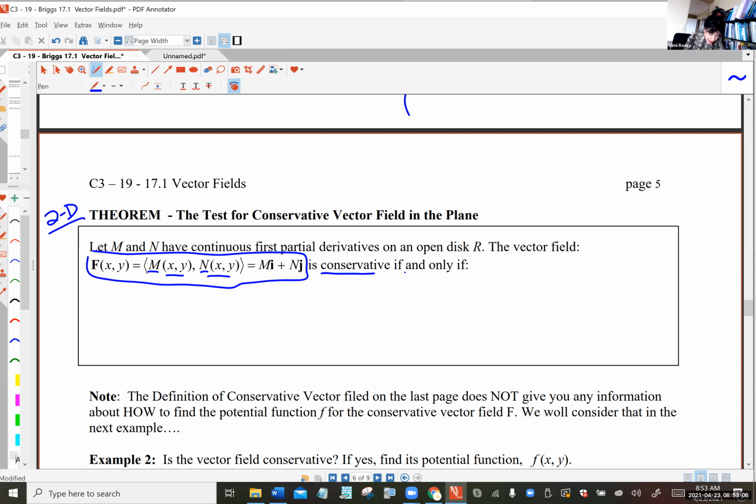It's conservative if and only if the partial derivative of N with respect to x is exactly the same as the partial derivative of M, as in Mary, with respect to y. And if you can show this is true, boom, you have a conservative vector field on your hands. That's all you need to do. Easy peasy. No graphs required.